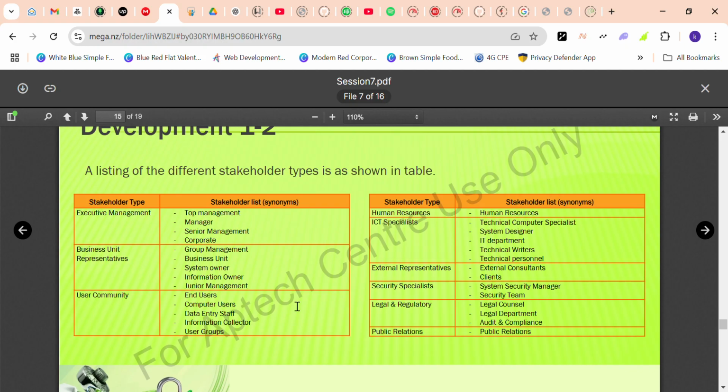ICT specialist, which is in charge of the technical computer specialist, system design, department, technical writers, and technical personnel. We also have external representative, which is an external consultant or client. We also have security specialist, which is system security managers. I also have security team, and legal and regulatory, which is the legal counsel, legal department, audit and compliance also. Public relations, which will be shared to the public.